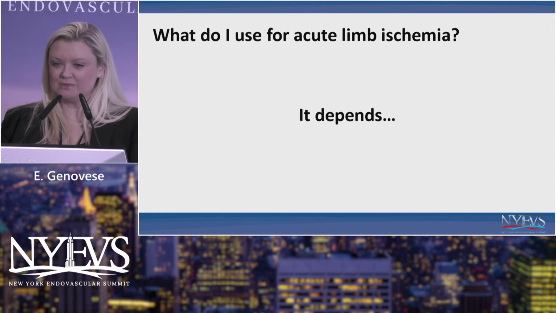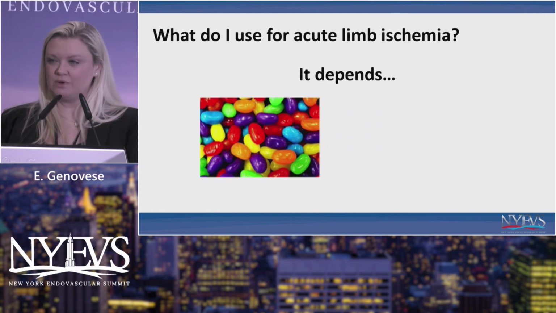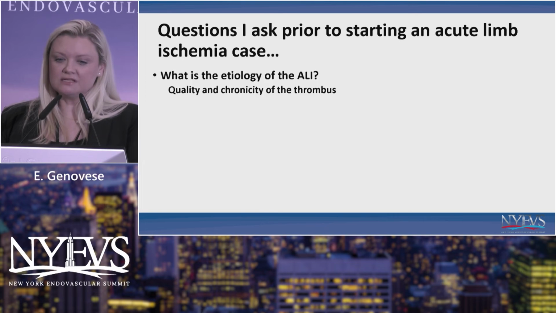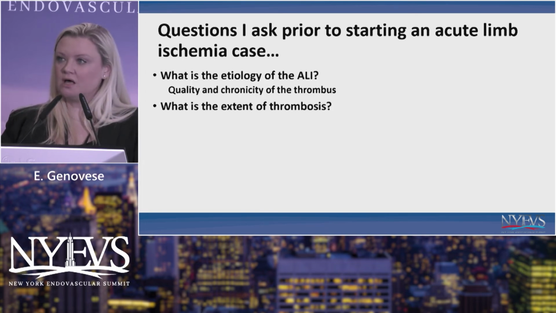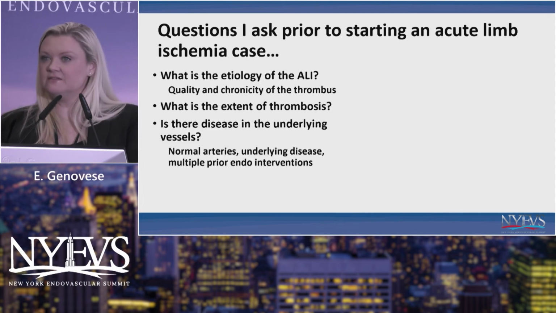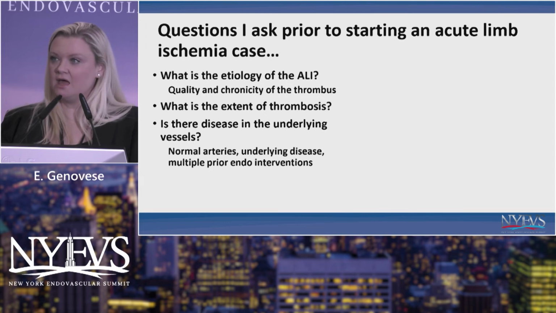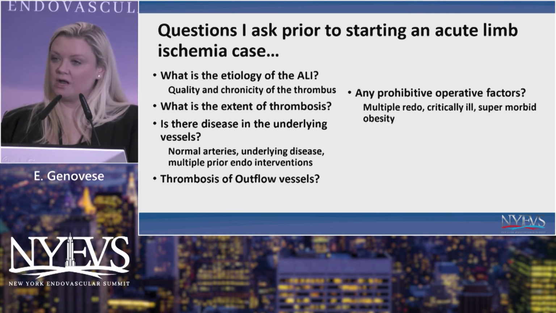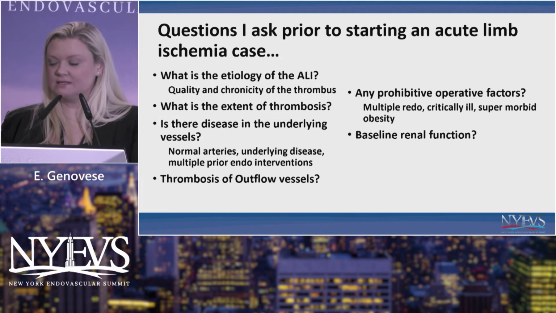So what do I use for acute limb ischemia? Well, it actually depends. We have a very heterogeneous patient population with a lot of different etiologies and lots of tools in our tool bag. So the things I think about when I'm going into a case are: what's the etiology? Is it a chronic clot? Is it an acute clot? What's the extent of the thrombus? Is there underlying disease in the vessels, so we're going to have to treat something that we're not necessarily going to be able to clear in one session? Is there thrombosis in the outflow vessels, right? That's when catheter-directed lysis really does help us. Are there any prohibitive operative factors, and what's the baseline renal function?